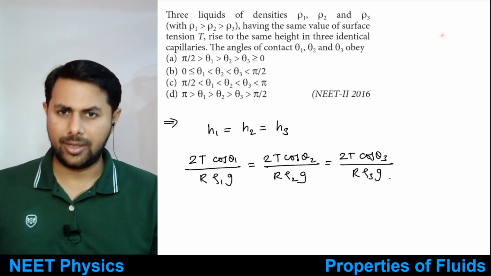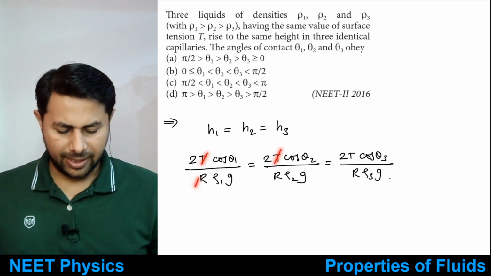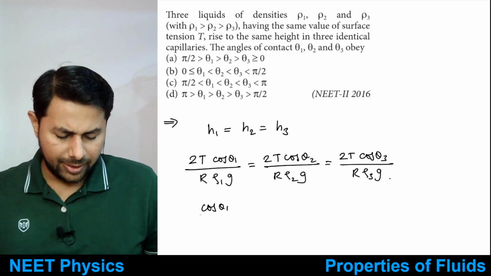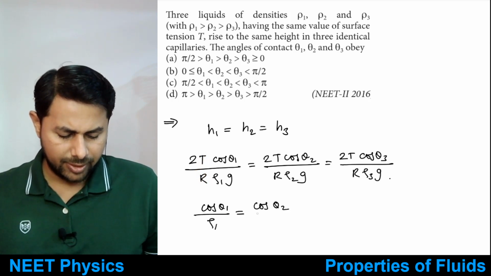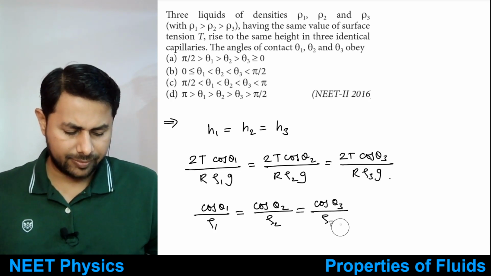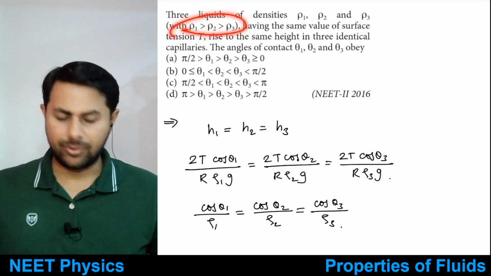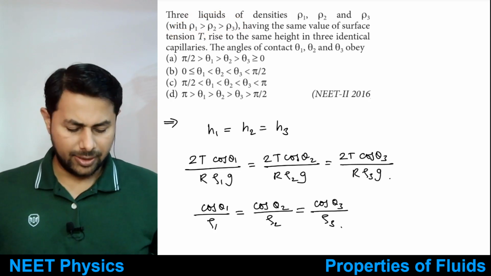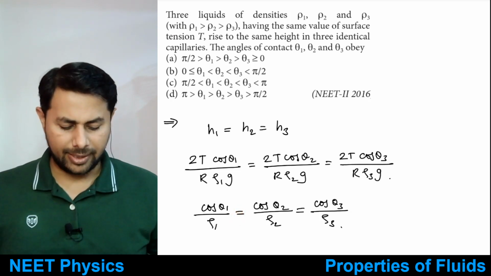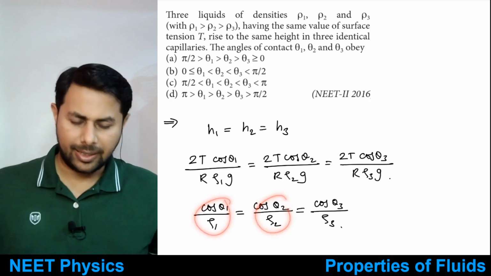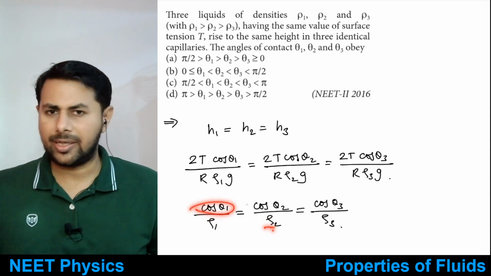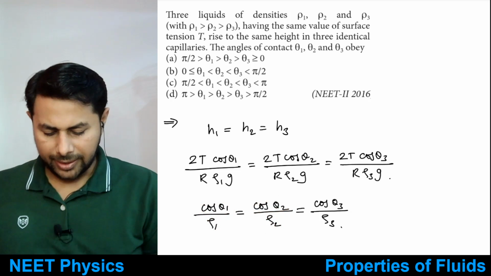Okay, then you can cancel out this 2t by r, or first of all we could just say that height is equal to what, 2t cos theta upon r rho g. So what is same in those three? So t is same, right, r is same, so that's why we can just get rid of that. Okay, and we could just write that cos theta 1 upon rho 1 is equal to cos of theta 2 divided by rho 2, and it is equal to cos of theta 3 divided by rho 3.